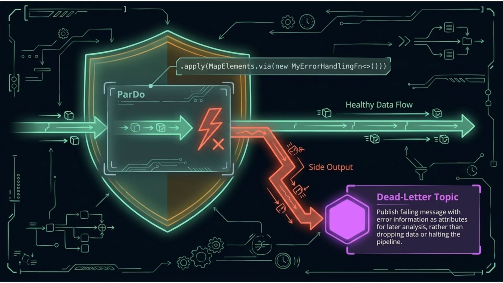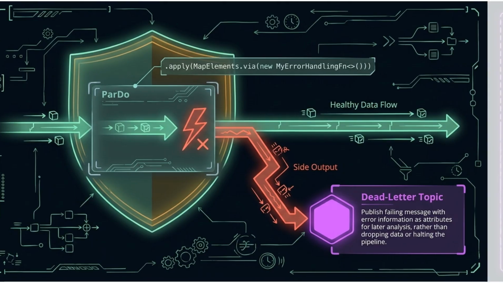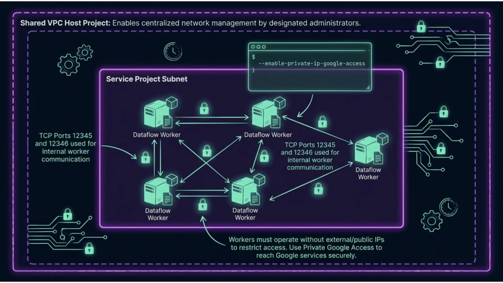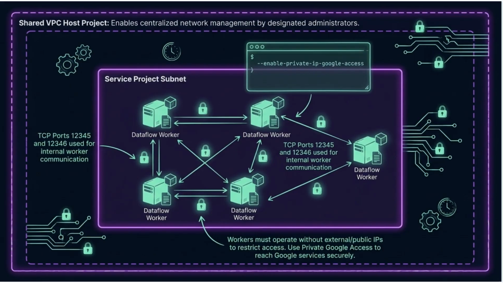Error handling in Dataflow uses a side output to direct failing messages to a dead letter topic. This allows for later analysis of errors without halting the pipeline or dropping data. Dataflow can operate within a shared VPC host project for centralized network management. Workers must operate without external or public IPs, relying on Private Google Access for secure connection to Google services.